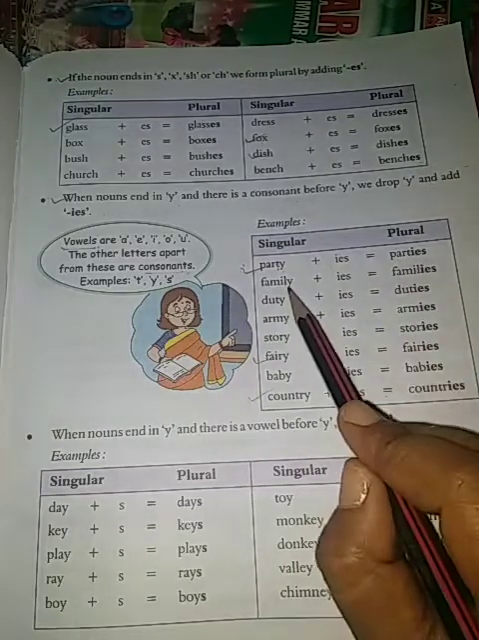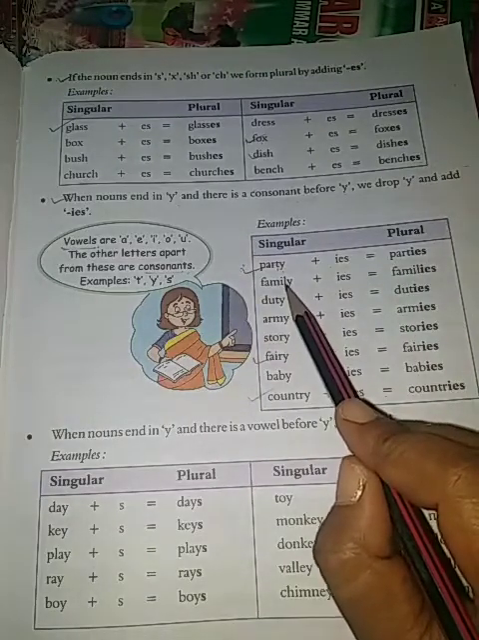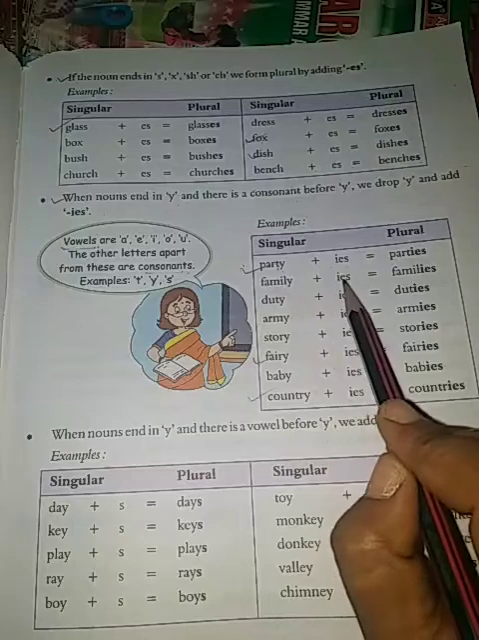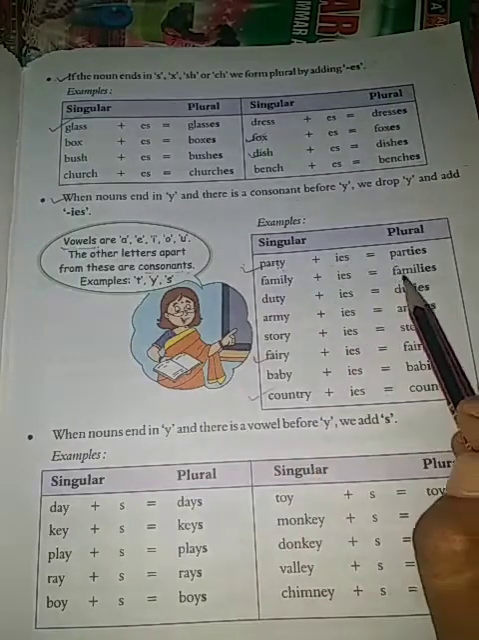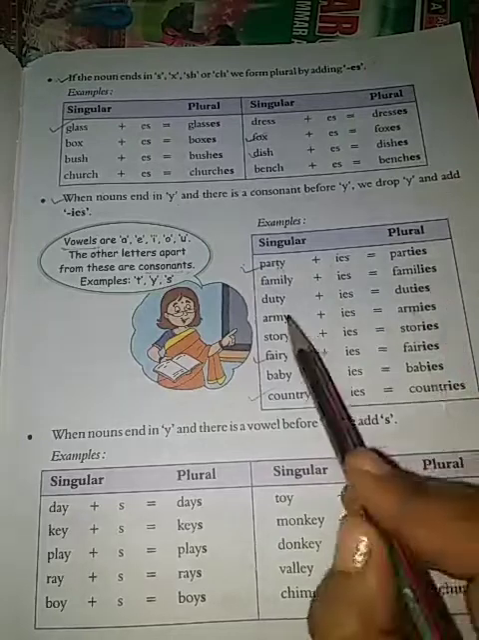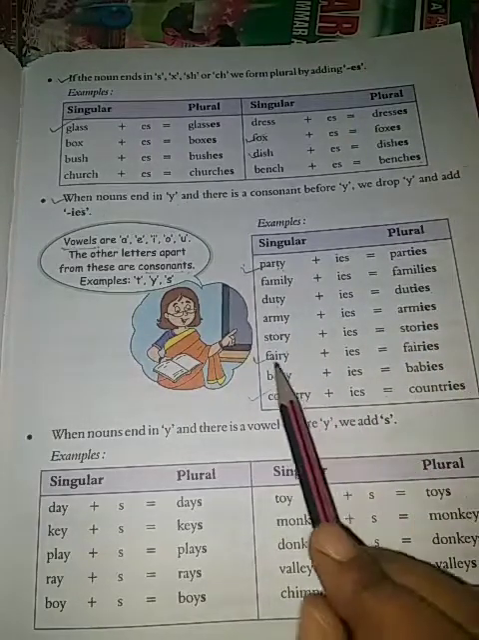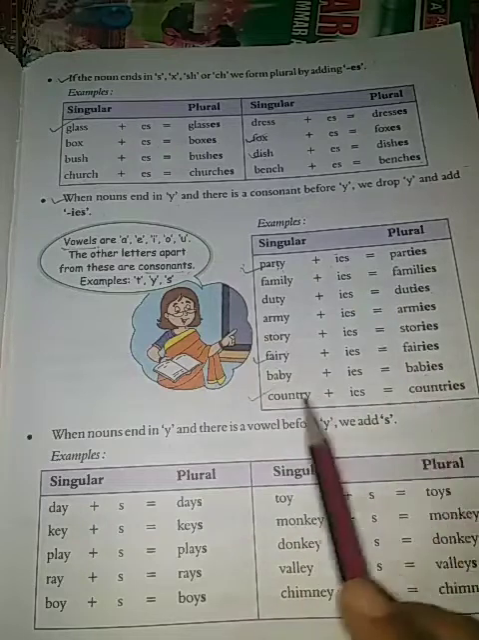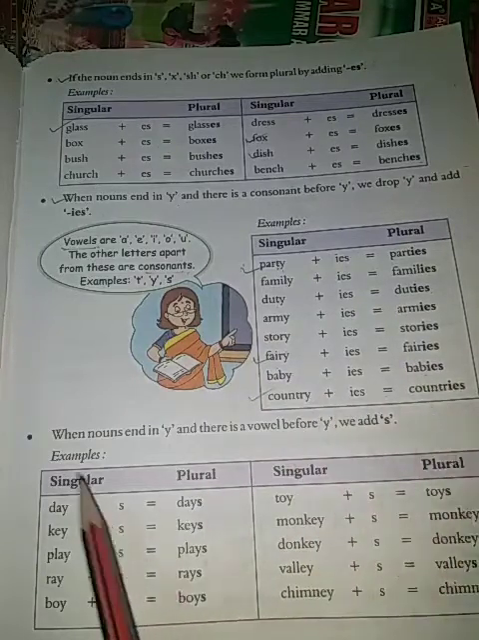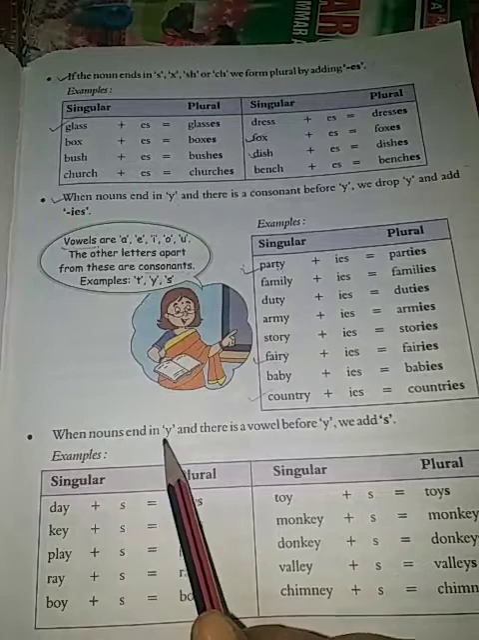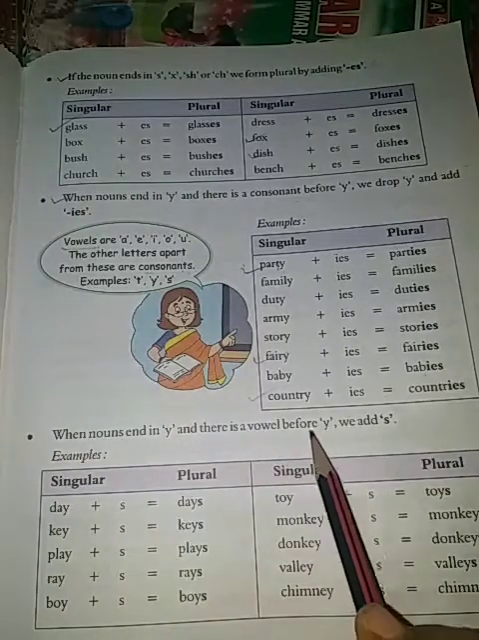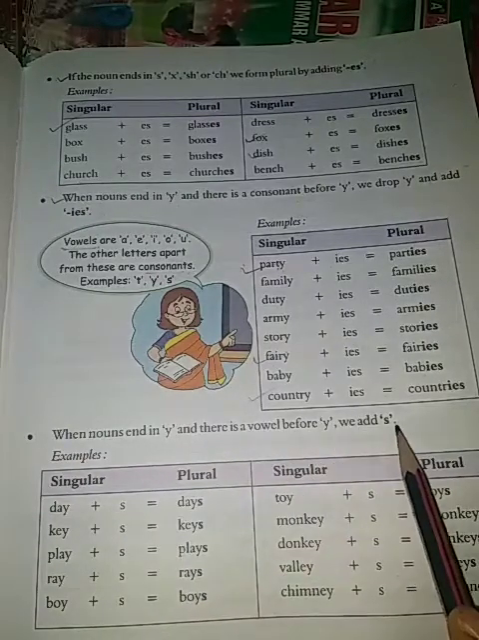Parties, family. Here, l is a consonant. We removed y and added ies: families. Duty, duties. Army, armies. Story, stories. Family, fairy, fairies. Baby, babies. Country, countries. The third point is: when a noun ends in y and there is a vowel before y, we add s.